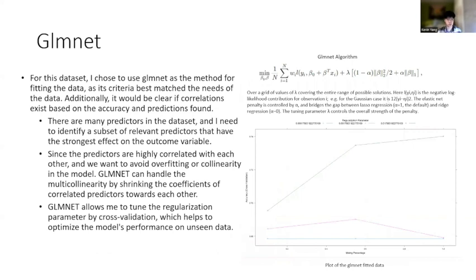I also just used GLMNet. So this is the function I use for logistic regression. And although it normally would be clear, the correlations will exist based on accuracy and predictions found. This allows it to be even more accurate and show a proper prediction table, which I'll show later. I use GLMNet particularly because it helps me tune the regularization parameter by using cross-validation. In my case, it was five-fold cross-validation, which helps to optimize the model's performance on new unseen data, which is what we did with the train test split.